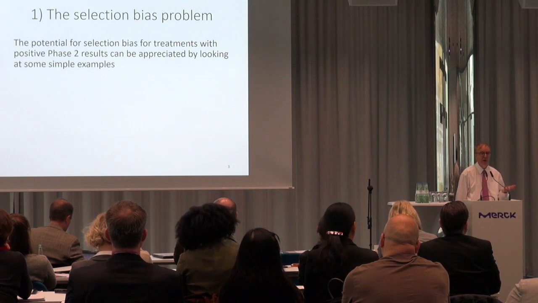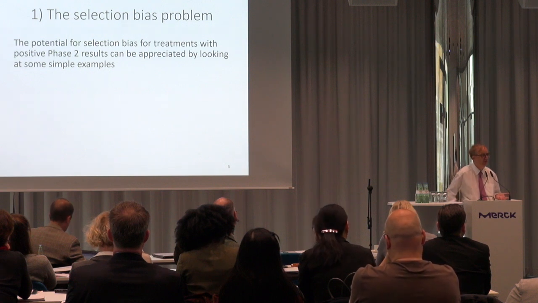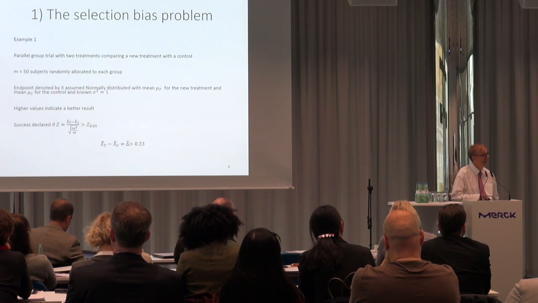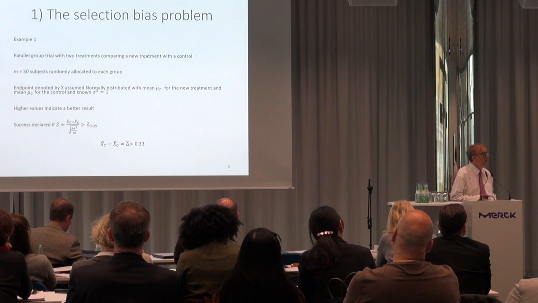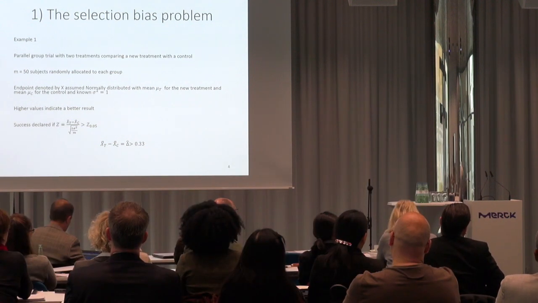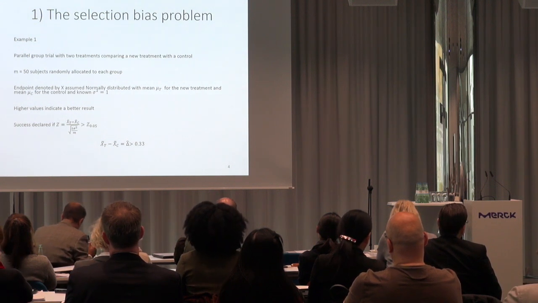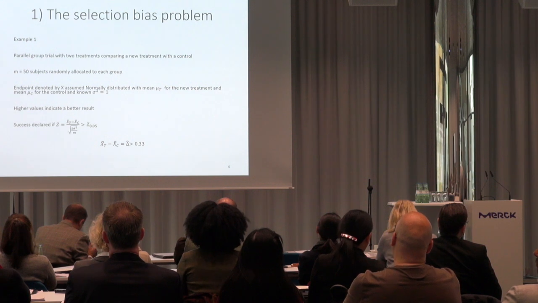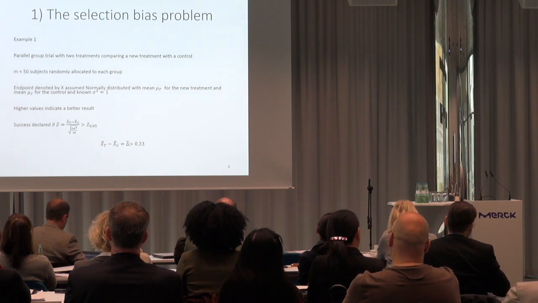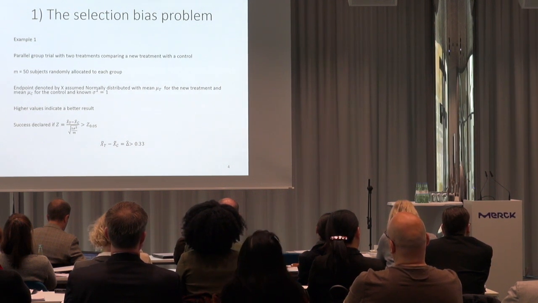Okay, so rather than try and talk about this theoretically, it's perhaps easiest to look at some simple numerical examples, because then you start to get an appreciation of what's going on numerically at least. So the first example is the simplest possible situation. We have a parallel group trial with two treatments, comparing a new treatment with a control. The sample size is 50 subjects per group. We denote the endpoint of interest by X, the mean for the treatment group by mu T, and the mean for the control group by mu C. We assume that the variance is known and equal to 1, and that higher values indicate a better result.